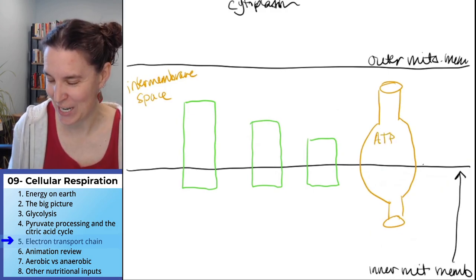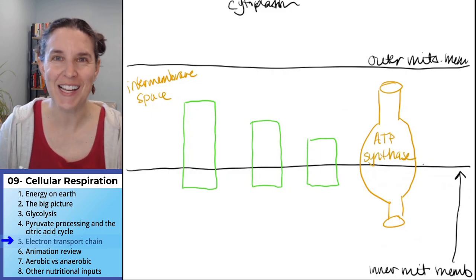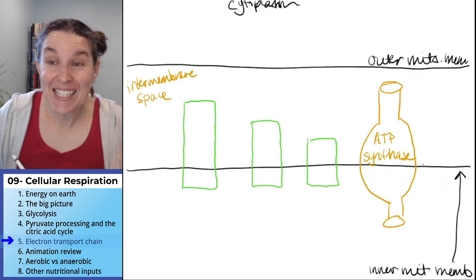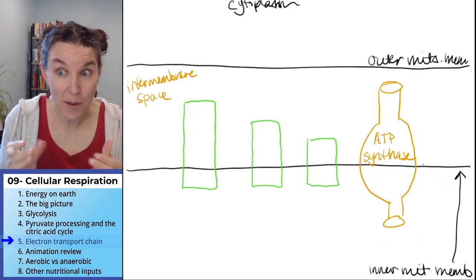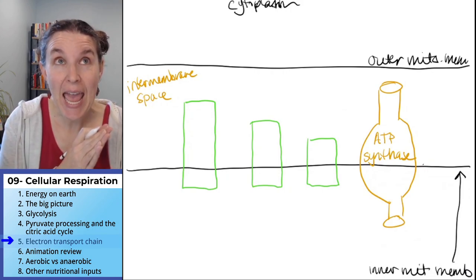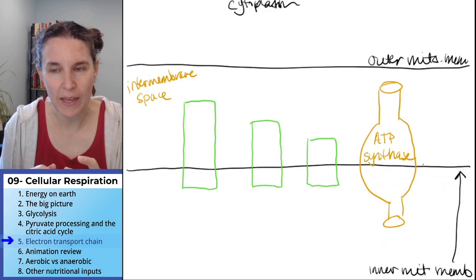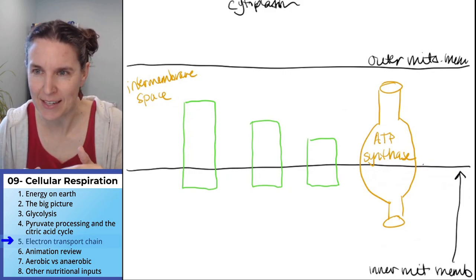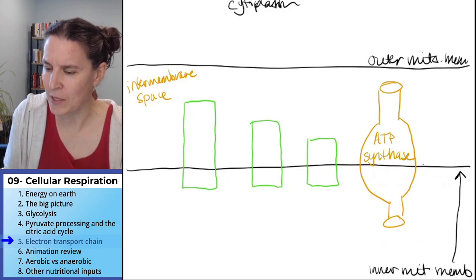It's ATP synthase. ATP synthase is an enzyme embedded in the inner mitochondrial membrane. And maybe take a minute. What do you think ATP synthase is going to do? What is this enzyme going to do?